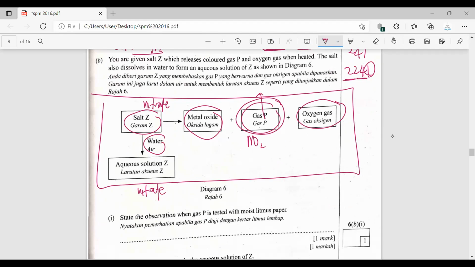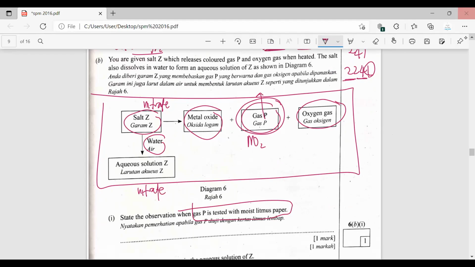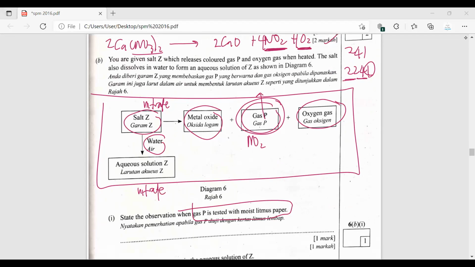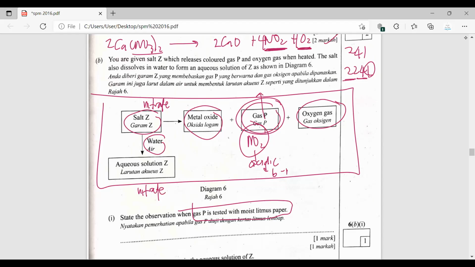Question number 1. When I take gas P, I test it with moist litmus paper. I put moist litmus paper there. What happened? My nitrogen dioxide, what color will it change? From what color to what color? From blue to red. Why? Because nitrogen dioxide is acidic. Very good. Everybody writing that point down. Nitrogen dioxide is acidic. It will change from blue to red. Excellent. So you must have the color change, blue to red.